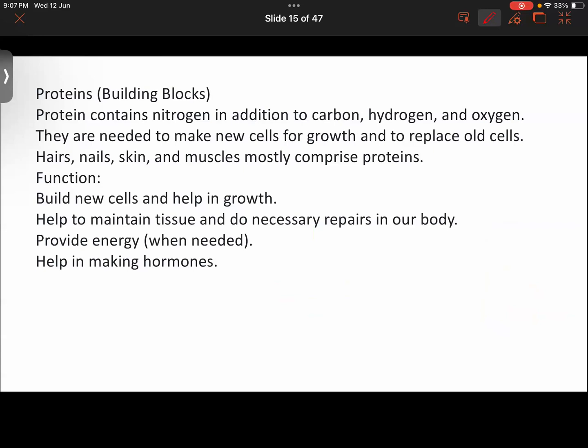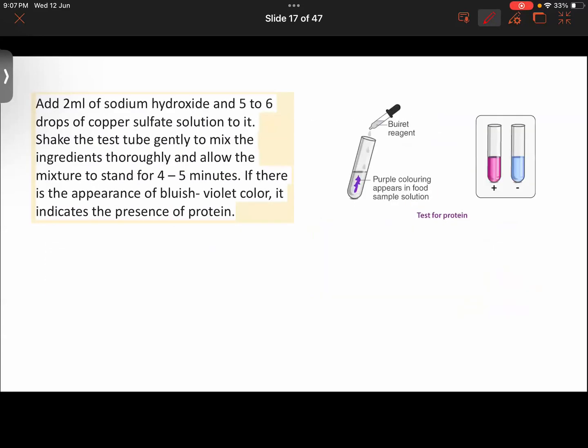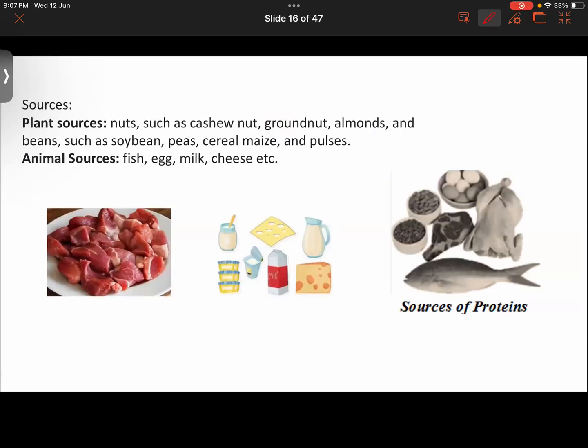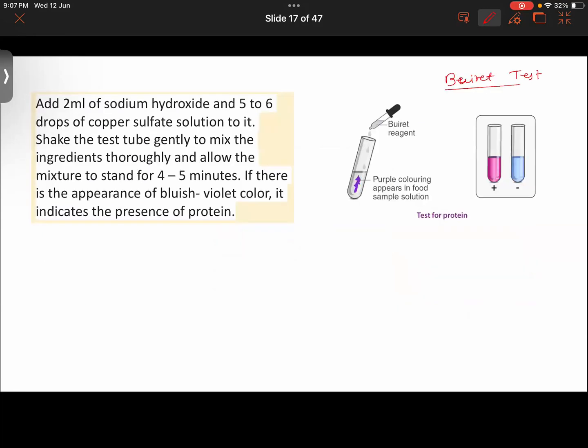Furthermore, we learned about protein also. We learned various things about protein, and we learned about the Biuret test also. Foods like different types of meat, cheese, butter, milk, fish, and egg are a good source of protein. So you can do the protein test in the following manner. You add 2 milliliters of Biuret reagent on the food sample.